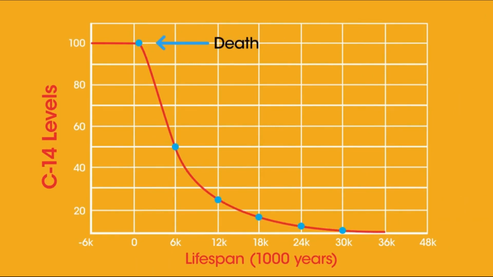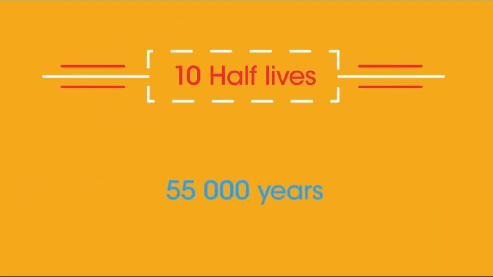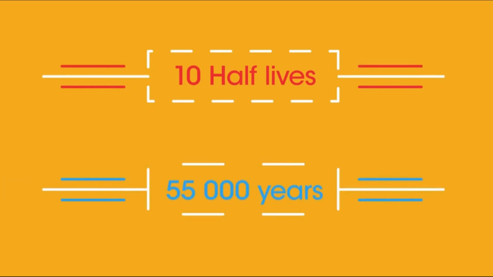The ratio of C14 to C12 gives us a way of estimating how many half-lives have passed since death. For example, if a lump of wood contains only 25% of the original content of C14, then the wood has been dead for 2 half-lives, or 11,460 years. There is a limit to how far radiocarbon dating is reliable. After about 10 half-lives, or 55,000 years, there is so little C14 remaining that measuring it with any degree of accuracy is impossible.